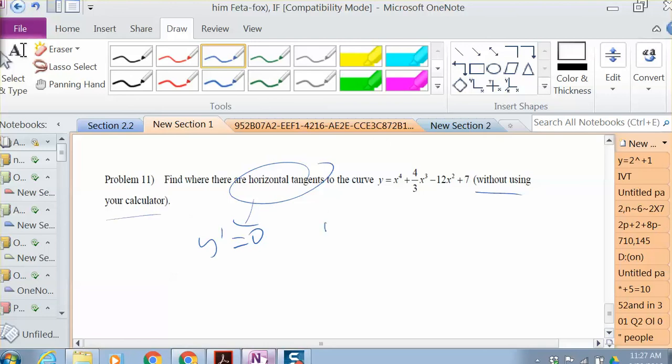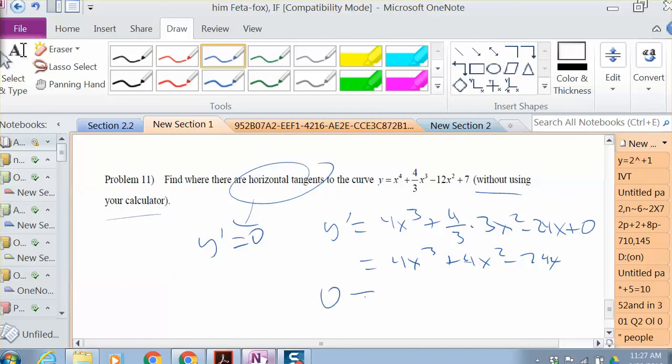So first of all, let's take our derivative. 4x cubed plus 4 thirds times 3x squared minus 24x. Okay. And of course, plus 0 because 7 is just 0. Clean up a tad. Lovely. And set this sucker equal to 0. And simultaneously, I'm going to factor out 4x.